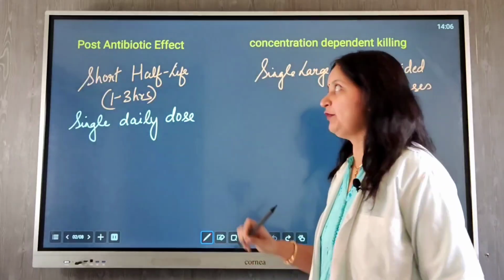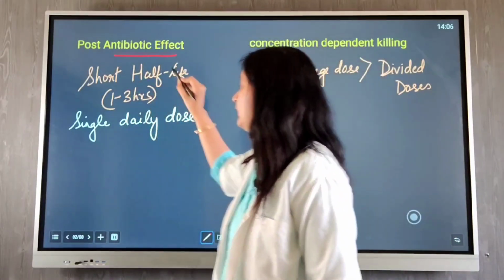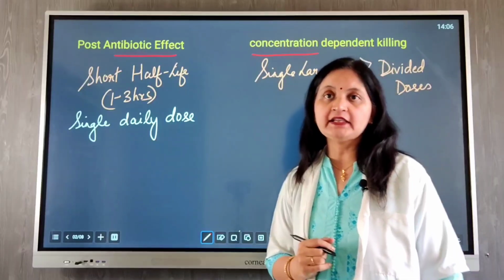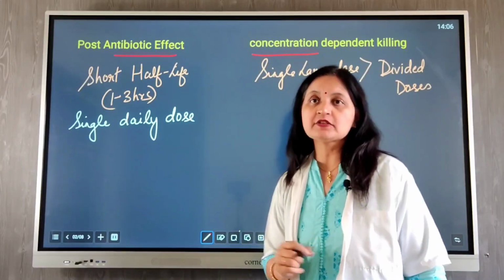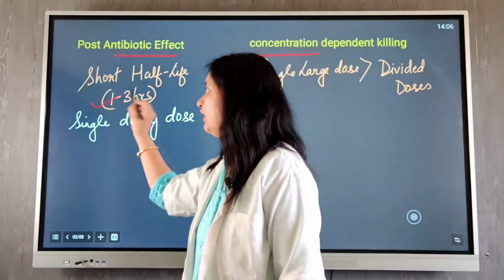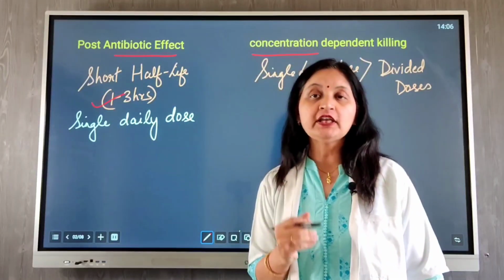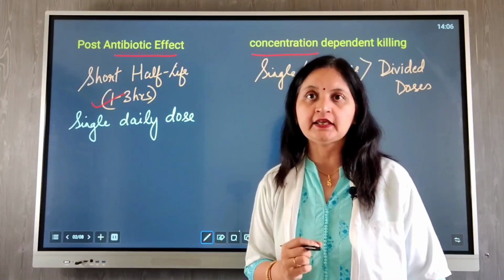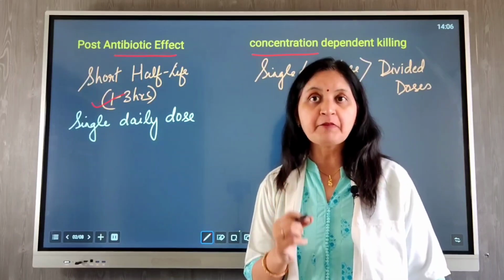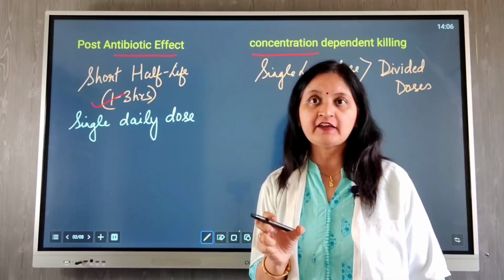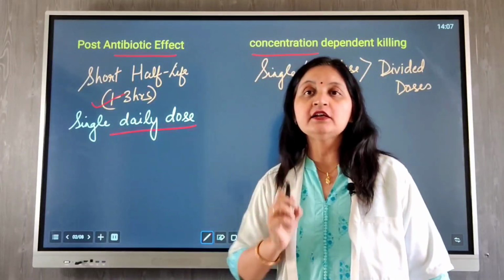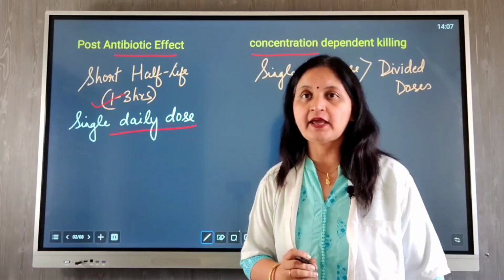The next feature of aminoglycosides is post-antibiotic effect and concentration-dependent killing. So what is post-antibiotic effect? Aminoglycosides have a short half-life of 1 to 3 hours. And generally, drugs that have a short half-life need to be administered more frequently. But aminoglycosides, despite having a short half-life, are administered as a single daily dose, and a single dose is adequate to maintain therapeutic effect.